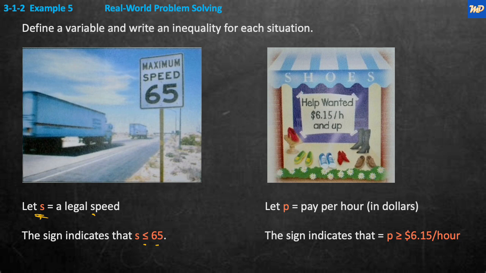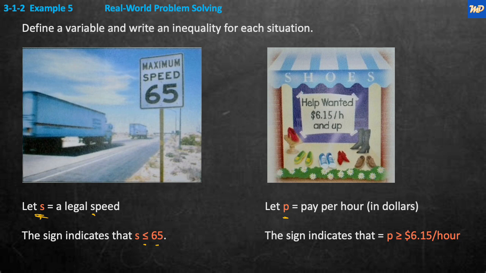Shoes. Help wanted, $6.15 per hour and up. So you can make $6.15 an hour and up. So let's do this. What are we going to use as our variable? Well, in this case, we'll use P as the variable for your pay. I guess that'd be good, huh? Your pay, and that's pay per hour in dollars. And what is our inequality?